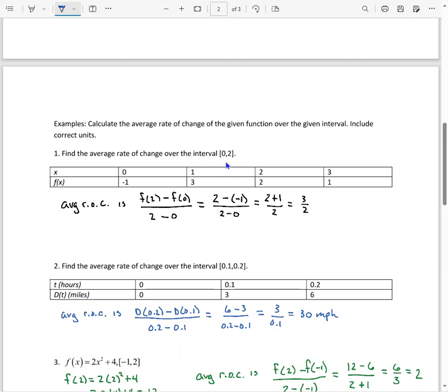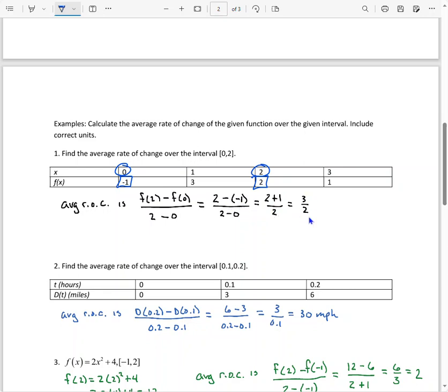Find the average rate of change over the interval from 0 to 2. So we know we're using an x value of 0 and an x value of 2. Notice the order 0 to 2, so we'll always subtract right minus left. Always big minus little, right minus left. So 2 minus 0. And then what goes with those? Well, I know f of 2 has an output of 2, and f of 0 has an output of negative 1. So f of 2 is 2 minus f of 0 is negative 1 over 2 minus 0. That's 2 plus 1 is 3 over 2, 3 halves.